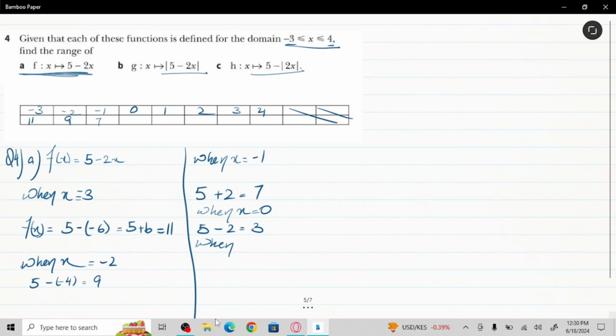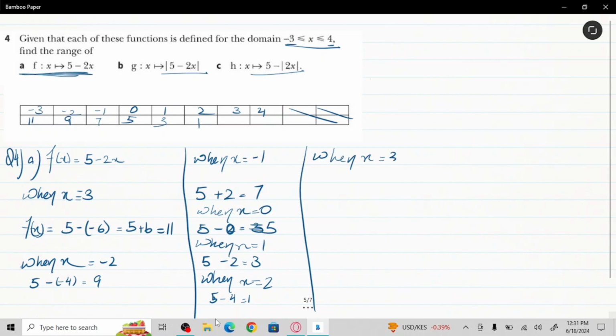When x is equal to 0, we have 5 minus 2 multiplied by 0, which is 0. 5 minus 0 is itself 5. So 5. And when x is equal to 1, 5 minus 2 is equal to 3. Okay, so here we go. And when x is equal to 2, 5 minus 4 is equal to 1. When x is equal to 3, 5 minus 6 is equal to -1. When x is equal to 4, we have 2 4s are 8. 5 minus 8 is equal to -3.